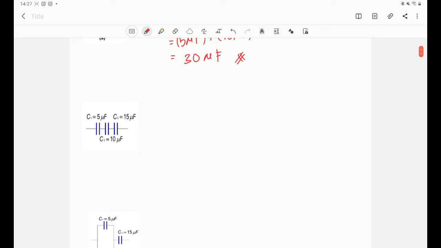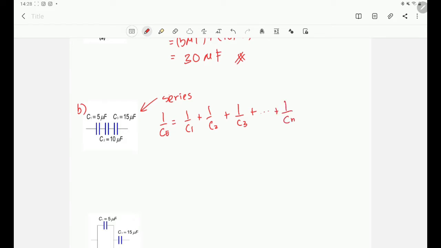The next question is question B. As I have said, the first thing you need to do is look into the circuit. Is it a parallel circuit or a series circuit? For this circuit, we know it is a series circuit. For series, the formula is 1 over CE equals 1 over C1 plus 1 over C2 plus 1 over C3 plus dot dot dot plus 1 over Cn.